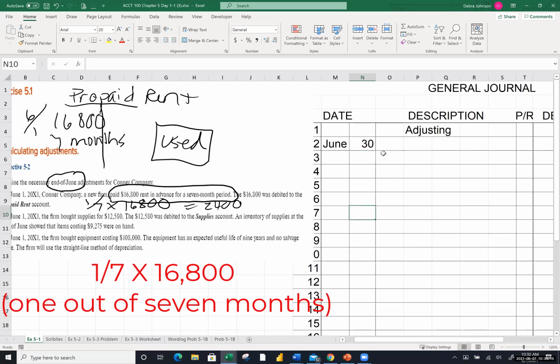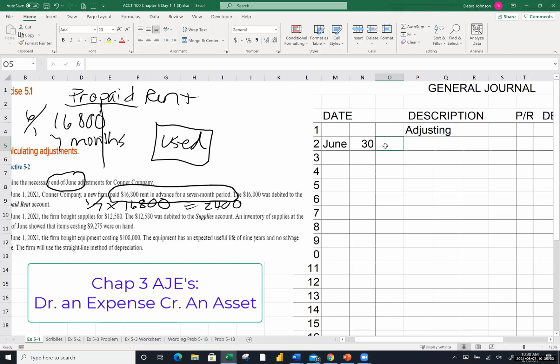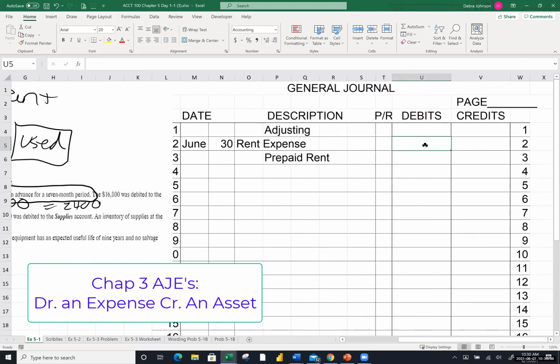Okay, thank you. All right, what do we do? Get back to what we just learned. Every single adjustment is going to be a debit to an expense and a credit to an asset. In this case, since this is prepaid rent, we're going to debit rent expense and we're going to credit the prepaid rent for 2,400. I'll show you how I got that as part of my description.